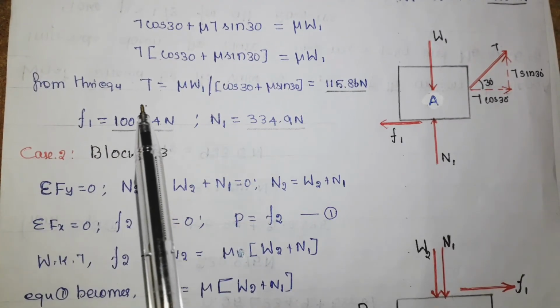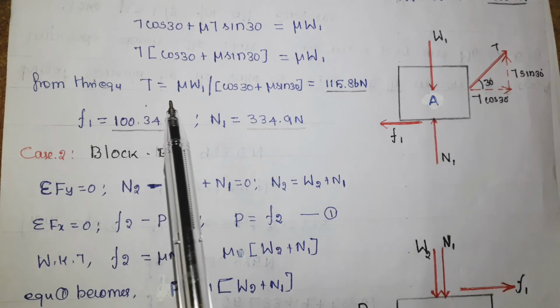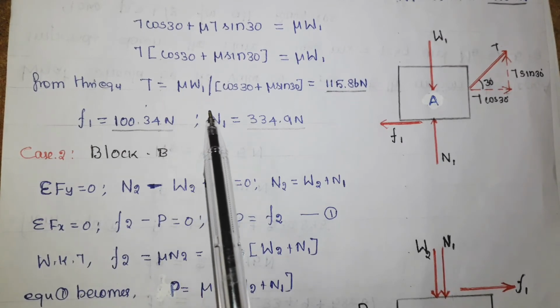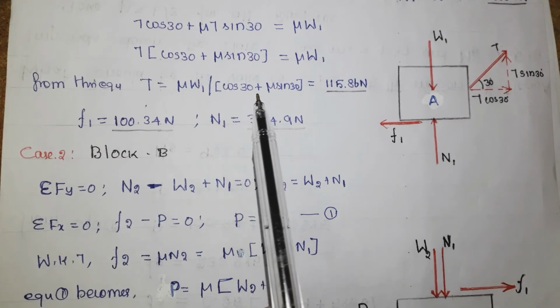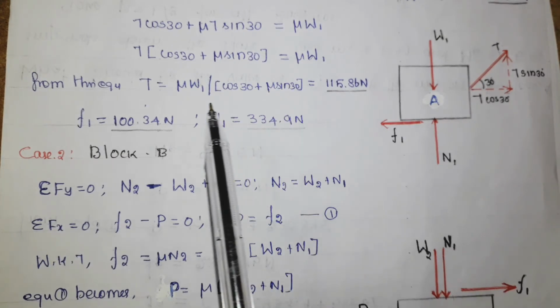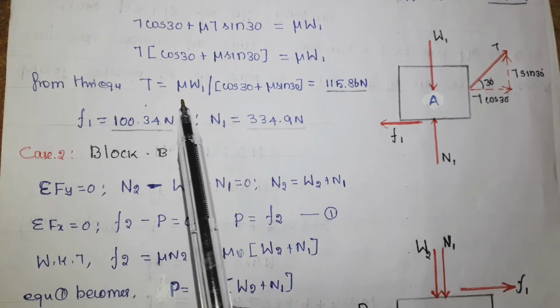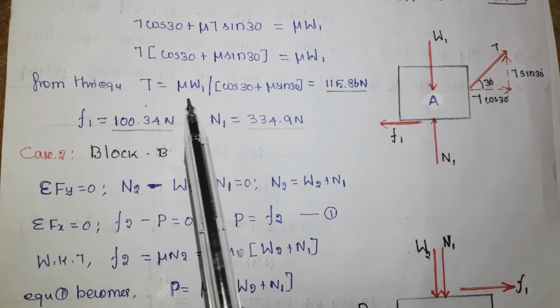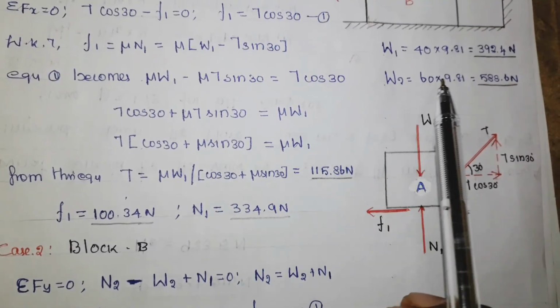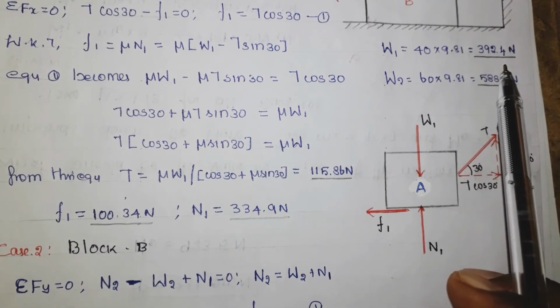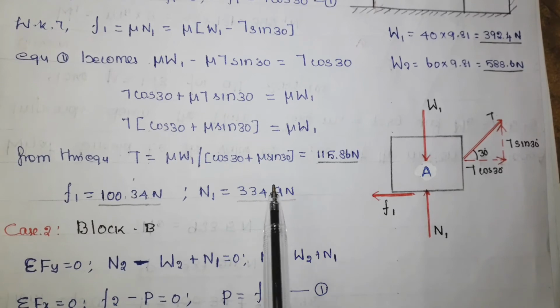Take the T out, and then T equals mu W1 divided by, in a bracket, cos 30 degree plus mu sin 30 degree. Now substitute all the values. You know the mu value, which is given as 0.3, W1 again you know that it is 392.4 Newton. Okay, substitute everything.